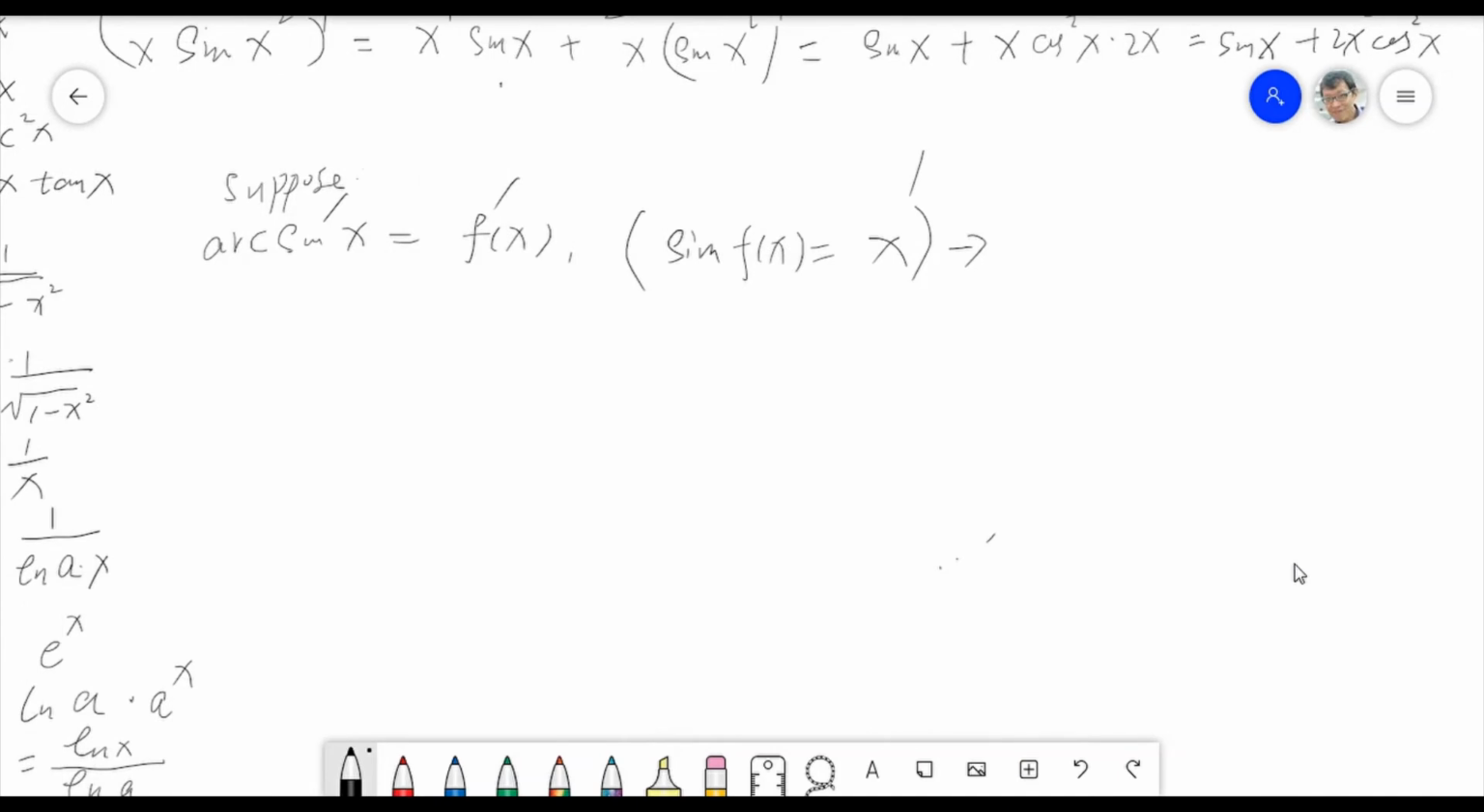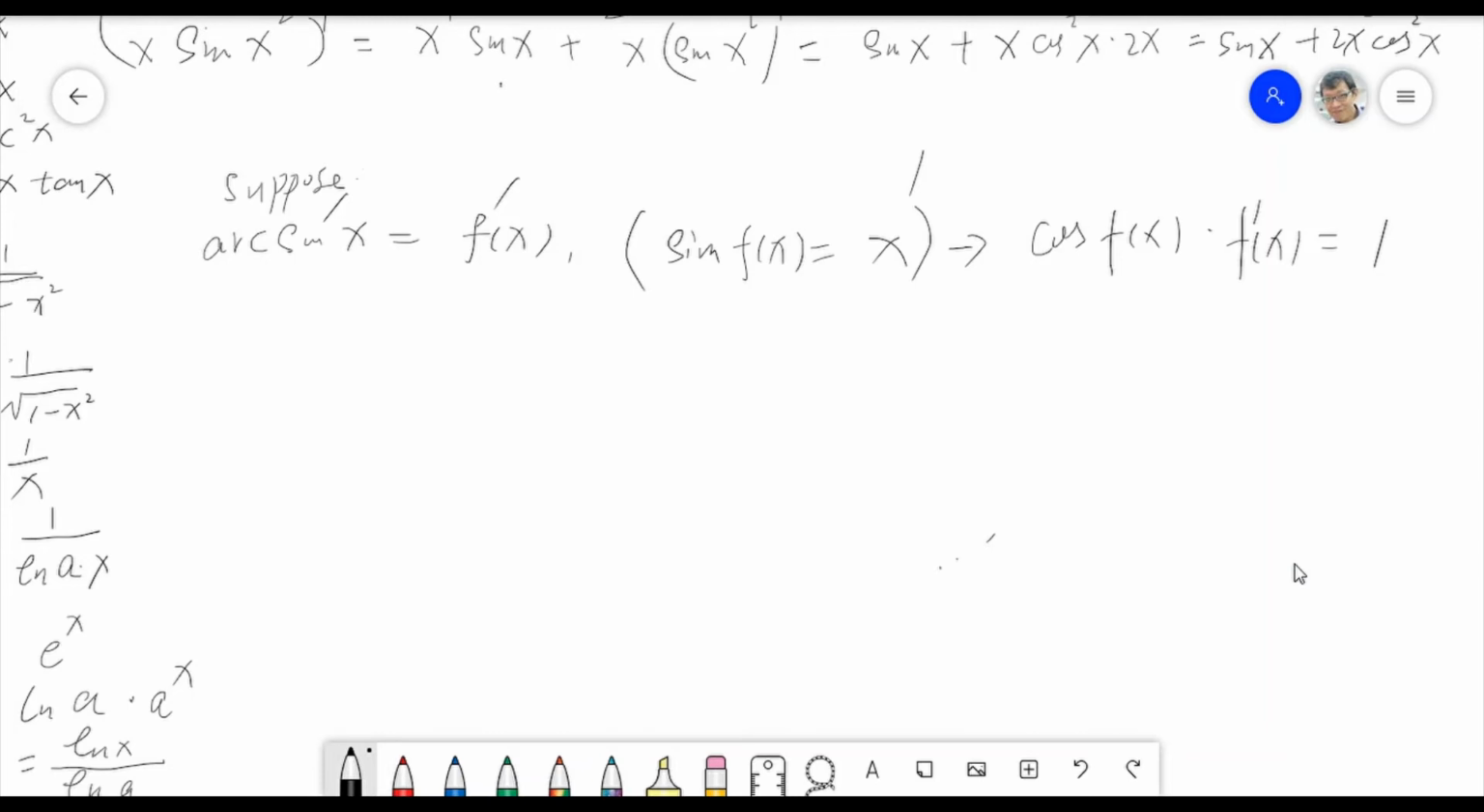So on the left side, the derivative of sine x is cosine x. So first is cosine f(x), and f(x) has to be differentiated by itself, so times f'(x). And the right side is x prime, which is 1.